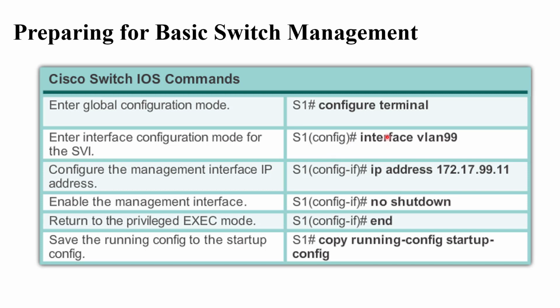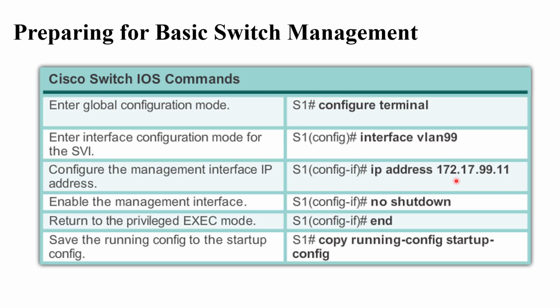So I'm going for VLAN 99. For VLAN 99, I want to fix an IP address. So what is the command to fix an IP address? You can use ip address and the subnet mask. So ip address 172.17.99.11. I'm giving an IP address, without any subnet mask, I'm just giving an IP address. So now the IP address is fixed for VLAN 99.